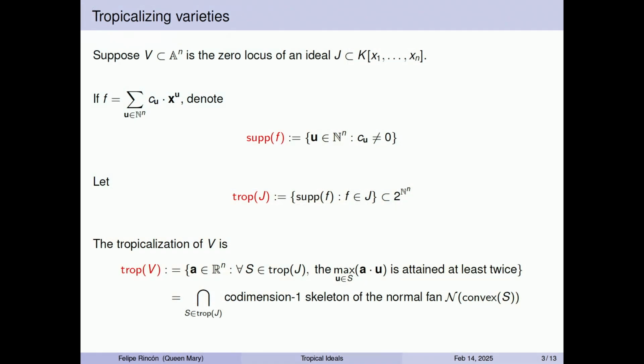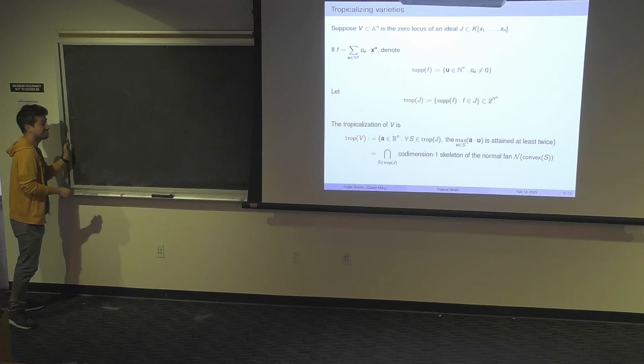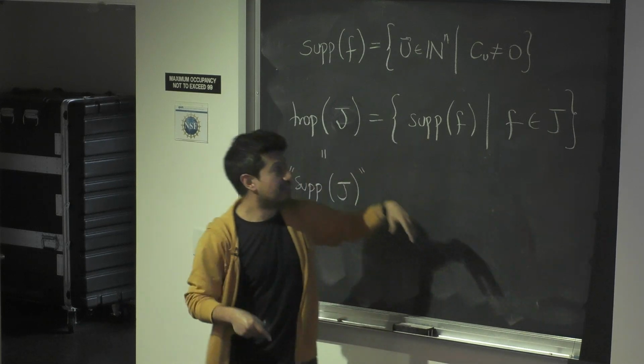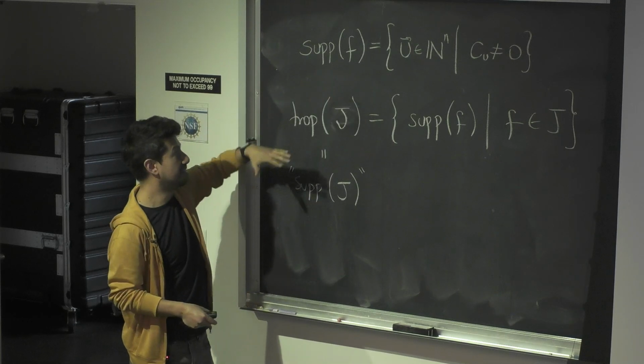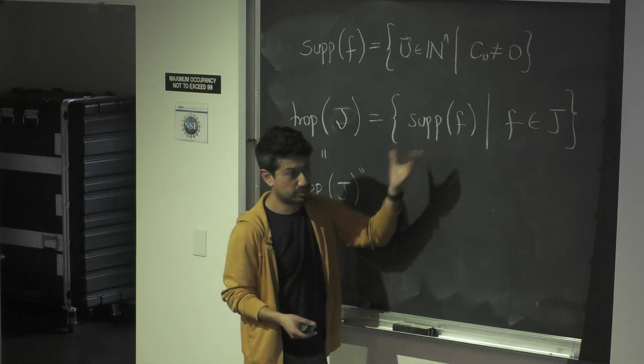Now the tropicalization of the ideal, think of it as the support of the whole ideal, not just of one polynomial. It is just the collection of all the supports that you see for all the polynomials in your ideal. So this is a finite subset of lattice points, and this is a collection of finite subsets of lattice points. I'm going to be using this the whole talk, so I really want these to stay here. The support of a polynomial is just the monomials that appear, the lattice points, and the tropicalization of an ideal, think of it as the support of the ideal, is the collection of all supports that you see. All right.